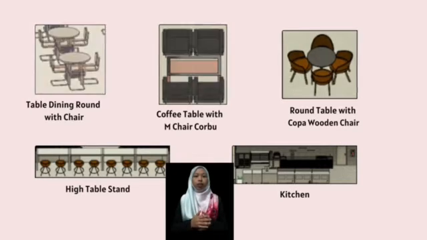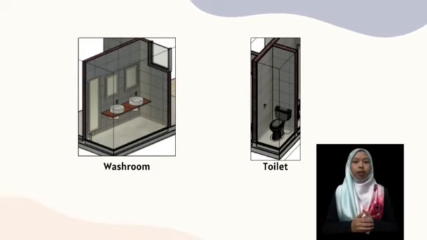And this is our kitchen look. For the last part, this is our toilet component in the washroom. We use a round sink and have a mirror. For the toilet component, we use a toilet seat.